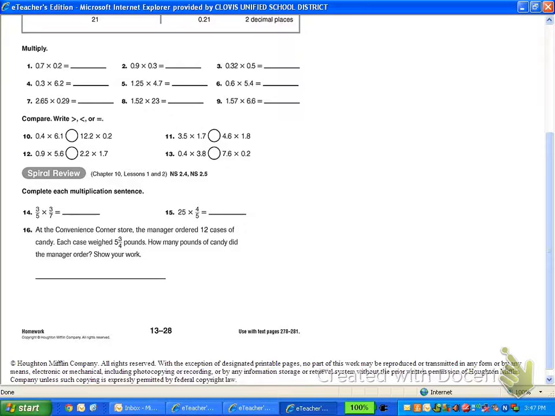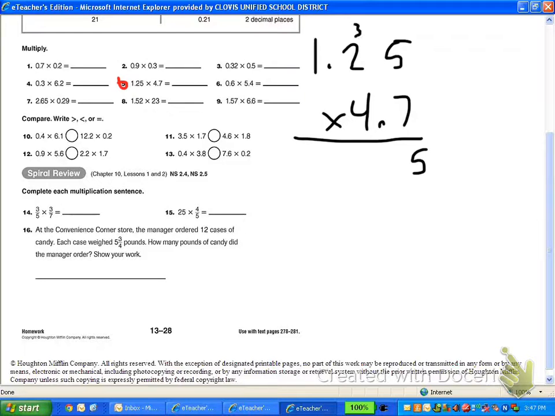Take a look at number 5. 1.25 times 4.7. 7 times 5 is 35. 7 times 2 is 14, plus 3 is 17. 7 times 1 is 7, plus 1 is 8. Put my 0. 4 times 5 is 20. 4 times 2 is 8, plus 2 is 10. And 4 times 1 is 4, plus 1 is 5.